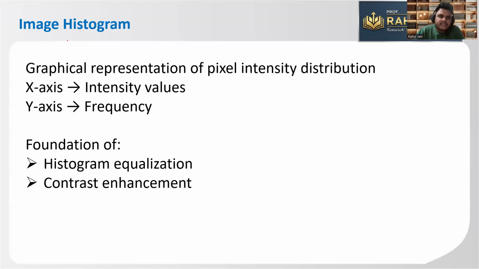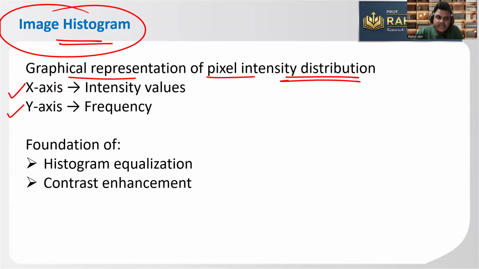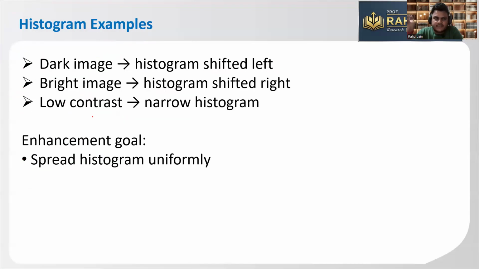And if we talk about the image histogram, then an image histogram is a graphical representation of pixel intensity distribution. To represent pixel intensity distribution, we have the concept of the image histogram. The x-axis basically represents the intensity values, and the y-axis represents frequency. So it is the foundation of histogram equalization and contrast enhancement. So an image histogram is a graphical representation of pixel intensity distributions.